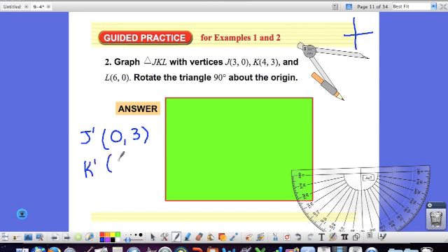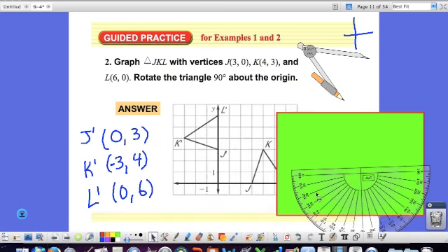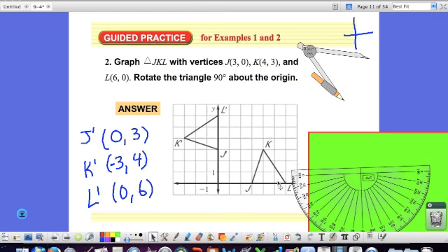For K, it's going to rotate to 3, 4. My x value is negative because I'm in quadrant 2. And L prime, 0, 6. Obviously, x is 0. It cannot be negative. I could graph this all out, but as you can see, I was in quadrant 1 and I went to quadrant 2.